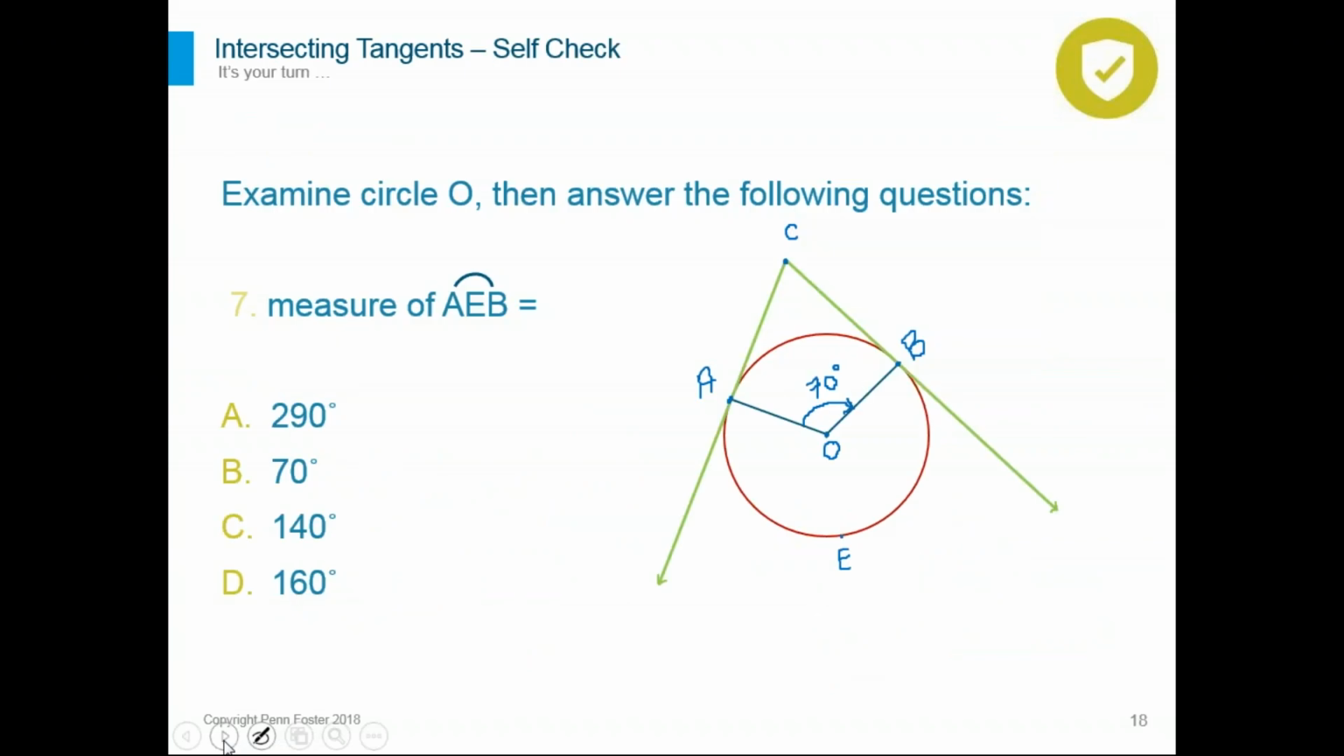Okay, we're going to go over a self-check on the same topic. These three questions are on the same figure. So examine the circle O, then answer the following questions. Measure of the arc AEB. Examine the figure. Some givens are there. The central angle is 70. They are asking for the measure of the major arc AEB, this one. Do we know that? Well, the central angle is 70. That means that the arc measure AB is what? And from there, are we able to find the measure of AEB? Think about it and choose one of the answers there.